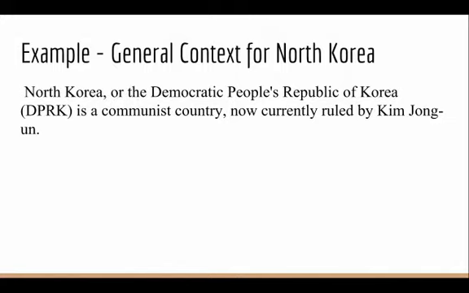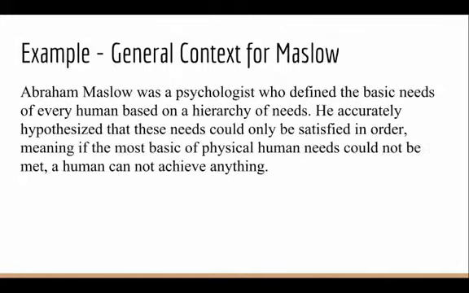And if you did use Maslow, and a few people did, you do have to give context for him as well. So I stole this from Brend. It says, Abraham Maslow was a psychologist who defined the basic needs of every human based on a hierarchy of needs. He accurately hypothesized that these needs could only be satisfied in order, meaning if the most basic of physical human needs could not be met, a human cannot achieve anything.